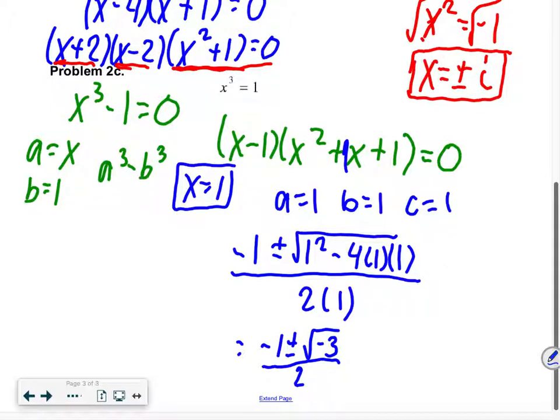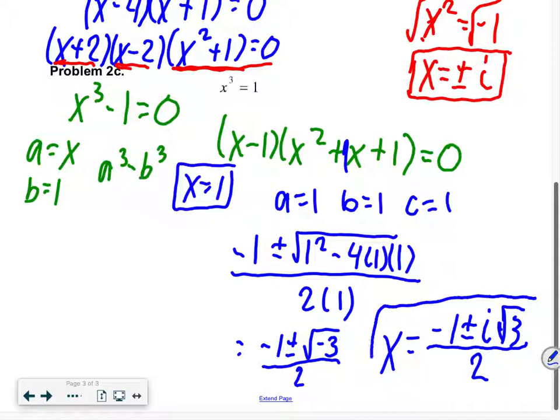Can I simplify the square root of 3? No, but I can simplify the negative part. When I have a negative, I pull what out? i. So negative 1 plus or minus i square root of 3 divided by 2. How many roots is that? 3. 2 here, 1 up here. Do I have the 3 that I need?